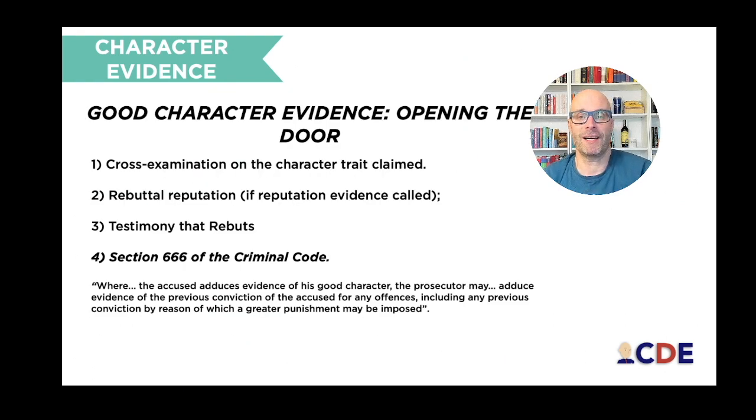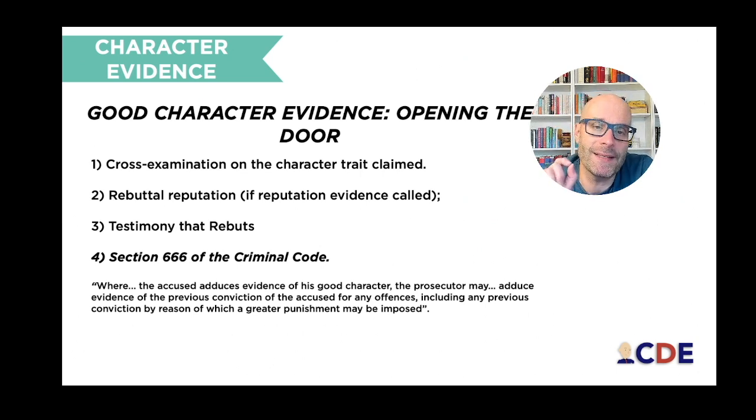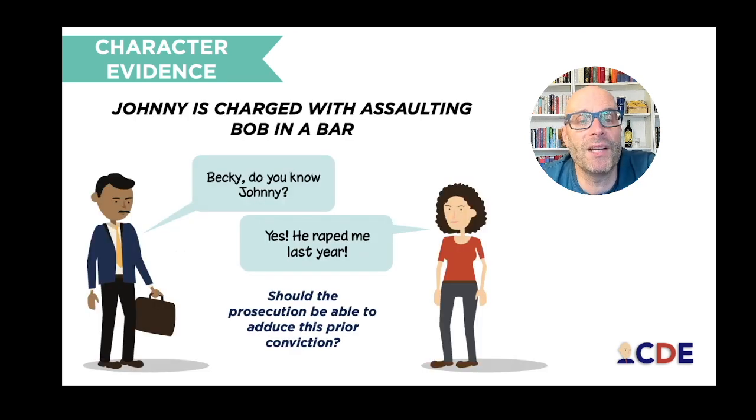Finally, I want to talk about Section 666 of the Criminal Code. This is a bit of a strange one. And again, I want to stress that the testimony that rebuts has to rebut the character trait. Opening the door to character doesn't allow the Crown to just go on a full fishing expedition. Except for convictions. If the accused adduces evidence of any good character trait, if you have a prior record, that's coming in. It's just coming in, and they can adduce evidence of the previous conviction. I have a few issues about this, but nonetheless, that is the way it works.